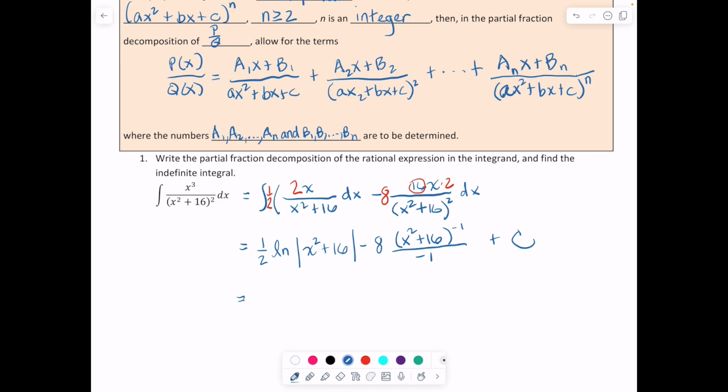Now take a look at the expression in the natural log. You're squaring a number, which means it'll be positive, then you're increasing it by 16. So that natural log does not need absolute value bars. And bringing the power in, we'll have the natural log of the square root of x squared plus 16, then minus 8 over x squared plus 16, plus our constant of integration, and we're all done.